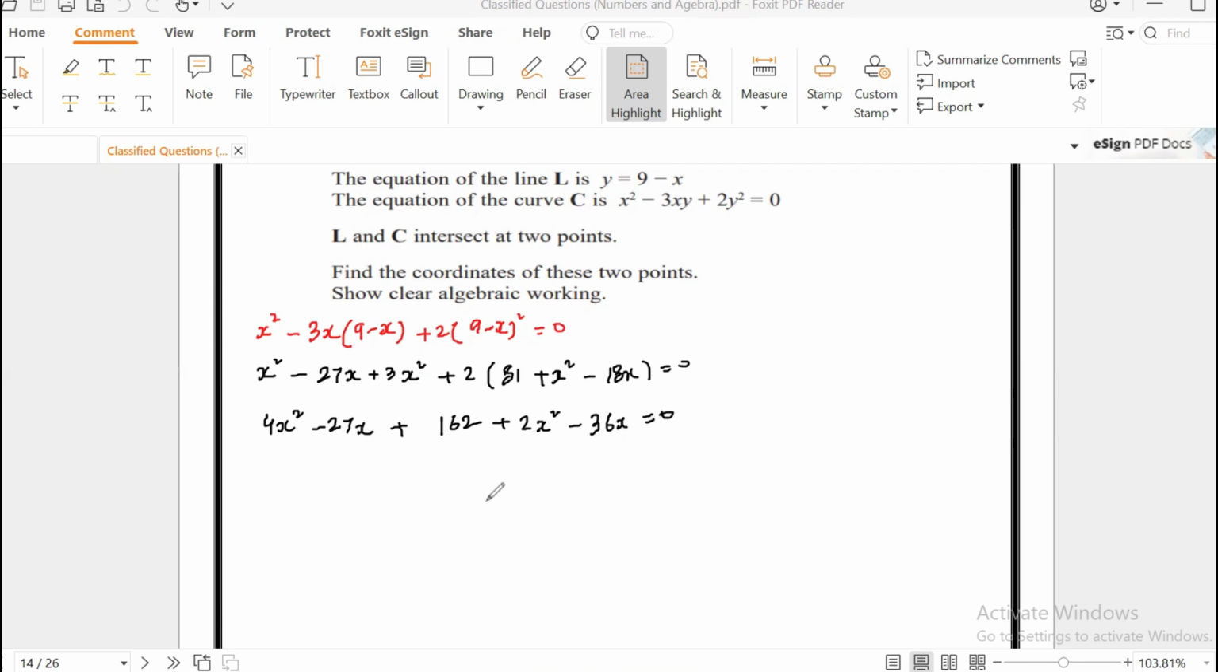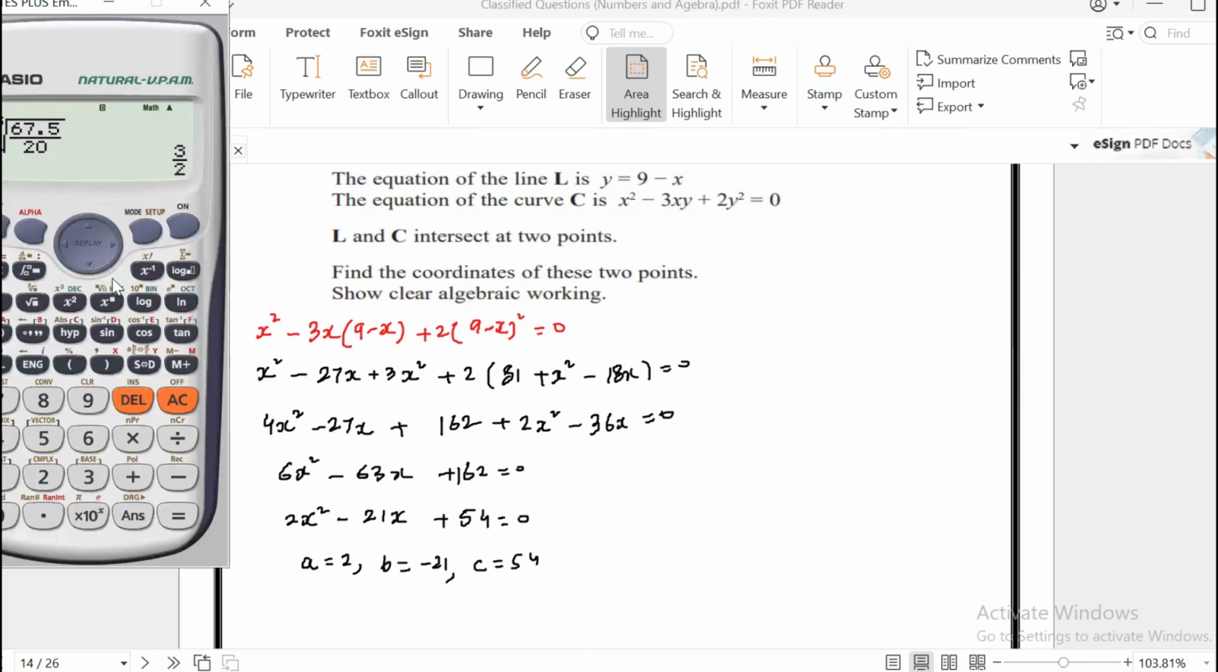We will try to make the quadratic equation so that we can apply the quadratic formula or factorization concepts. So 4x squared plus 2x squared gives me 6x squared, and minus 27x and minus 36x is minus 63x, and then we have 162 is equal to 0. All are divisible by 3. So we can say that 2x squared minus 21x plus, if we check 162 divided by 3, it is equal to 54, equals 0. After this, you can check straight away. Either you can use the quadratic formula, factorization, or completing the square, all will work. Here the value of a is 2, b is minus 21, and c is 54.